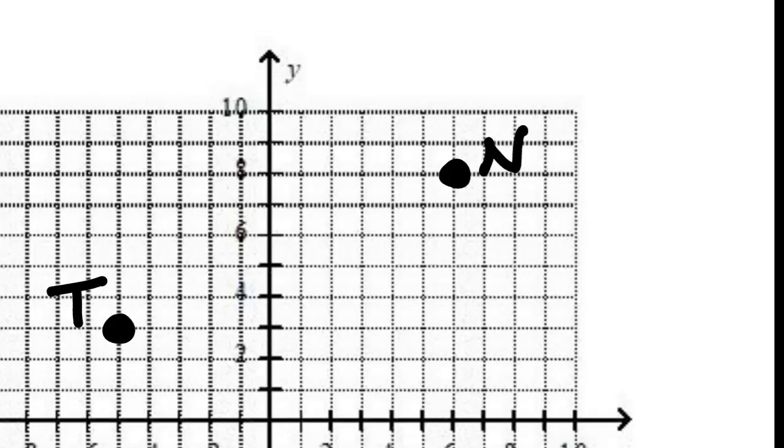And then we're going to draw in the segment. T and N are my endpoints. We do not go beyond the endpoints. If you take that line segment past the endpoint, it would be considered incorrect. So make sure that you stop at T and that you stop at N.